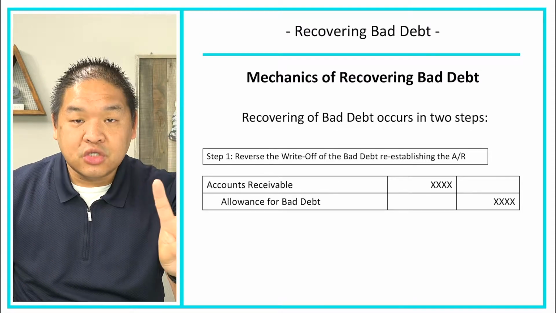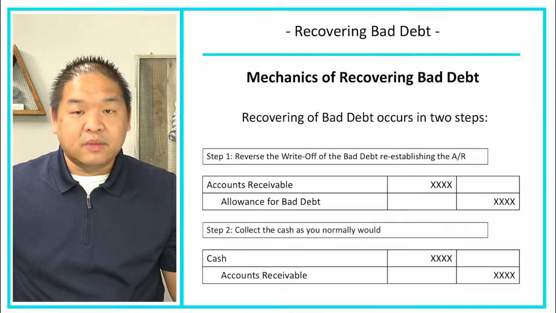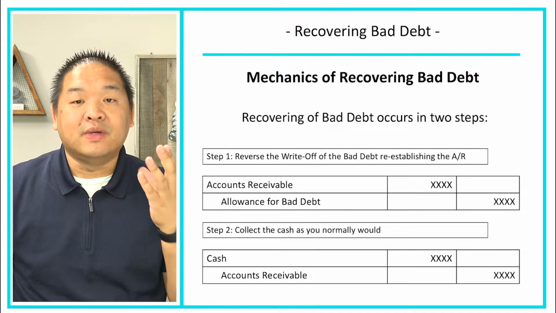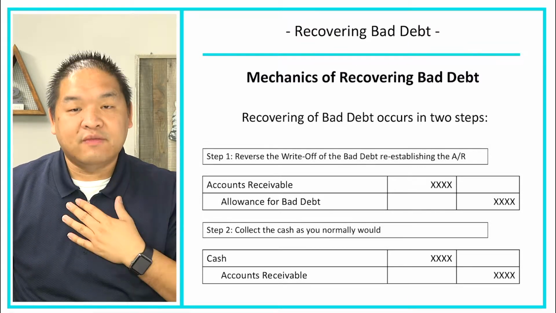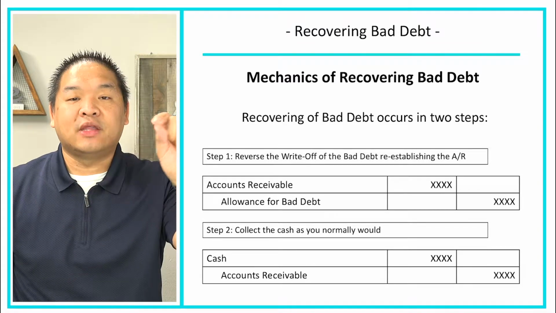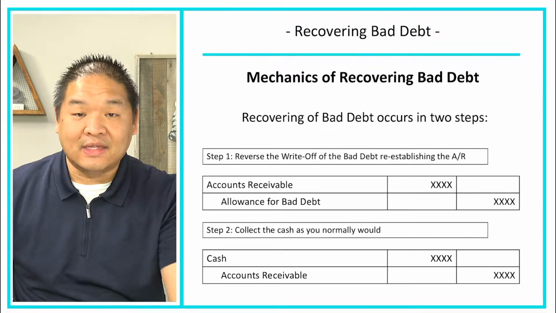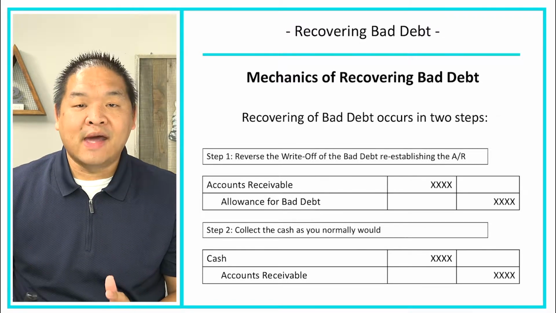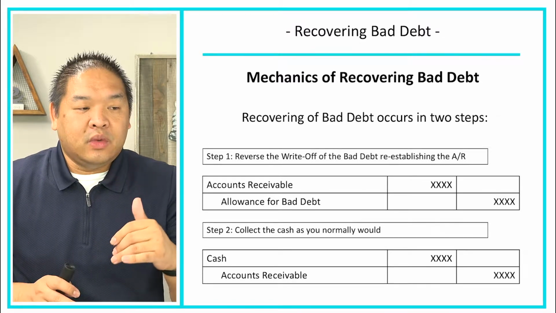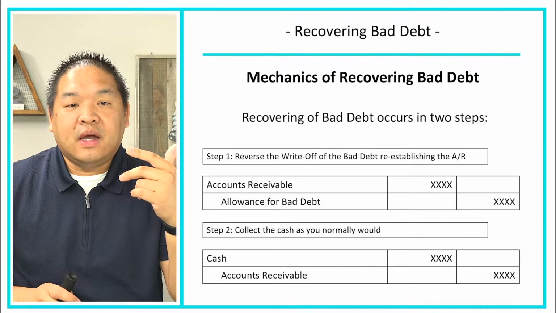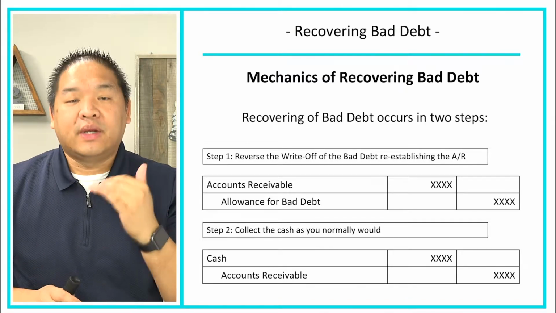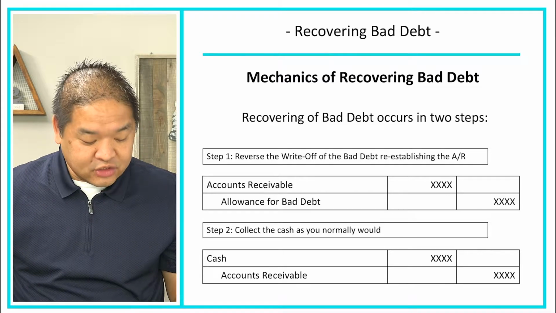Then step number two is that we're going to collect the payment like we normally do. To collect the payment, we would debit cash because we're receiving cash, and we would extinguish their accounts receivable for the second time. So that's what we would do when we're recovering bad debt. We would reverse the write-off, and then we would collect their cash like we normally do.